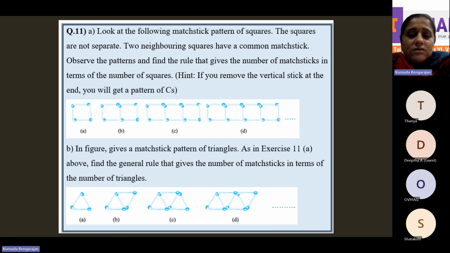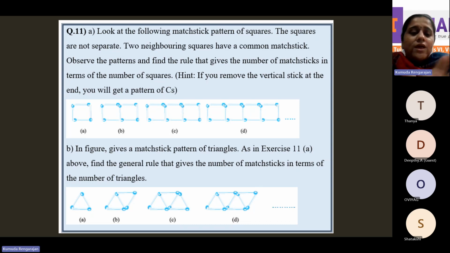You have to create a rule for making patterns like this. Now, you will have to answer this question. Supposing I want to make a pattern showing 50 squares, all stuck to one another. If you want to make a similar pattern with 50 squares, then how many sticks will you need? You need to create a rule for answering a question like this.